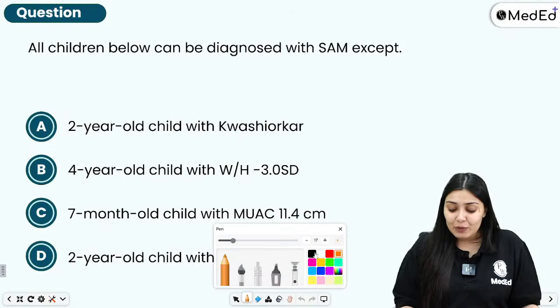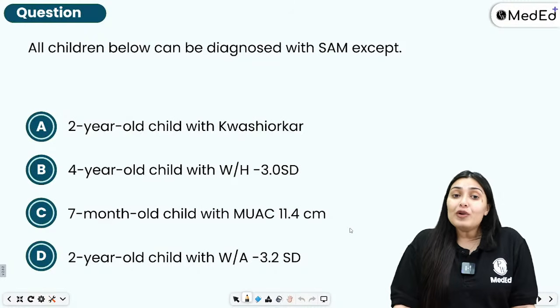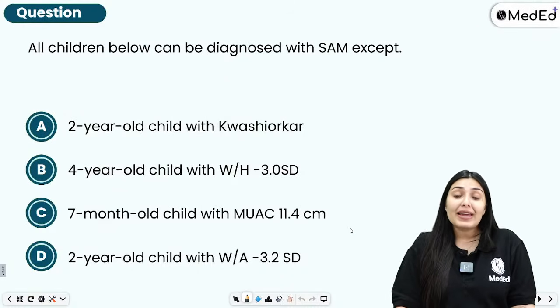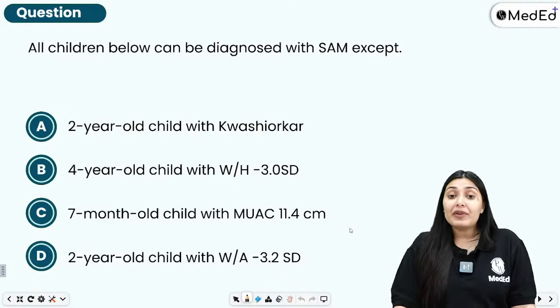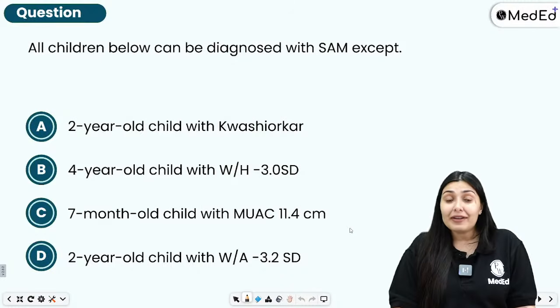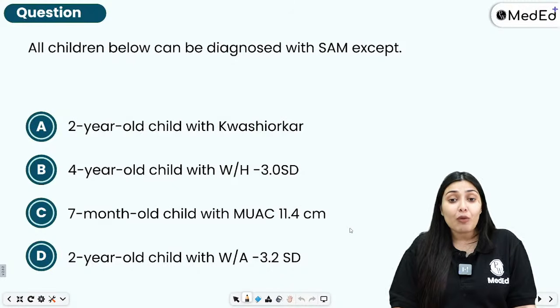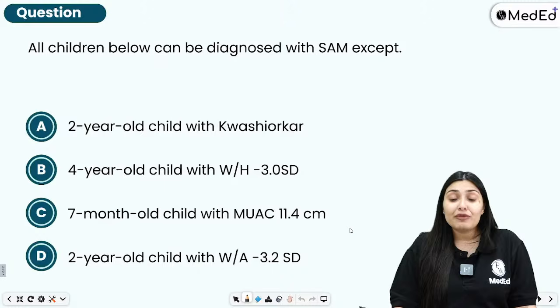Okay, so the SAM question is the next question. They're asking, all of the children below can be diagnosed with SAM except: option A is a 2-year-old child with kwashiorkor, a 4-year-old child with weight for height -3 standard deviation, a 7-month-old child with MUAC 11.4 centimeter, and a 2-year-old child with weight for age -3.2 standard deviation.